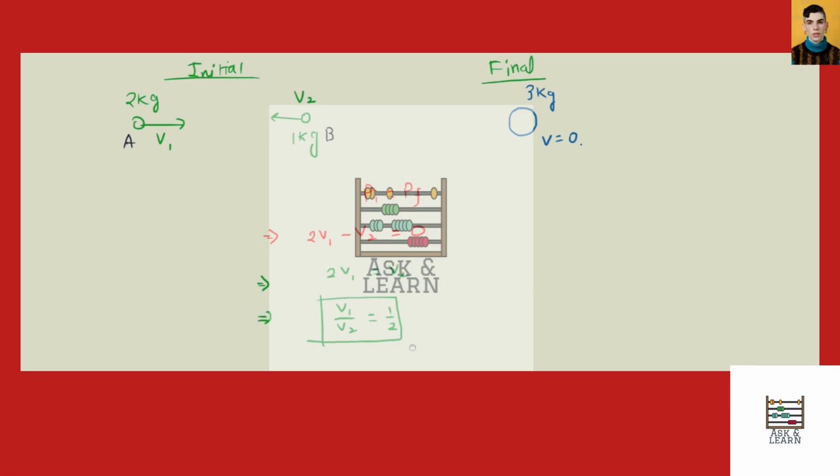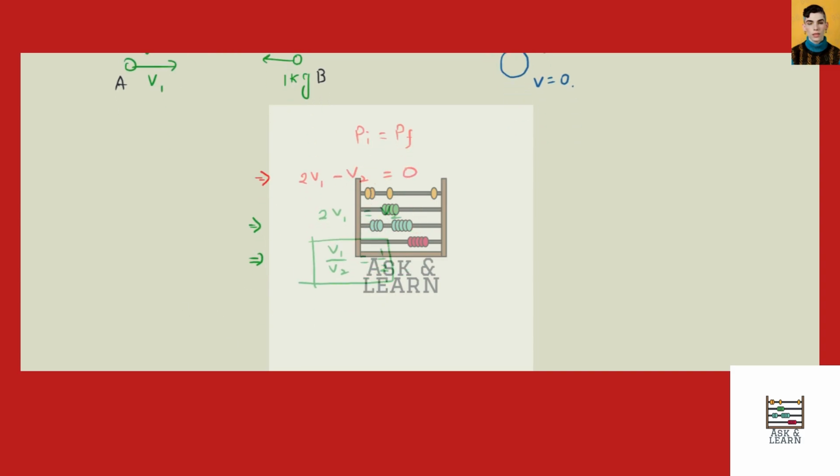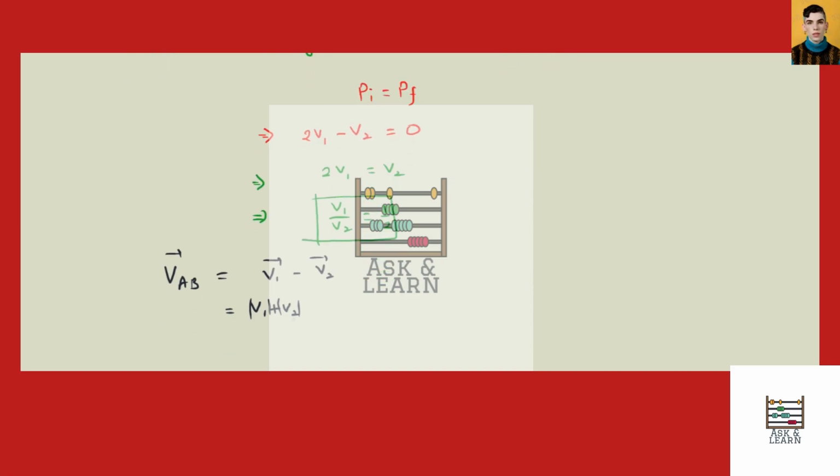Then the relative speed of the ball before the collision, let's call it the relative speed of A with respect to B, is going to be v1 vector minus v2 vector, and v2 vector is in the opposite direction, so that's going to change its sign, and after all they both are going to add in magnitude. So this is how it is, and we already have this relation of v1 over v2 as 1 over 2.